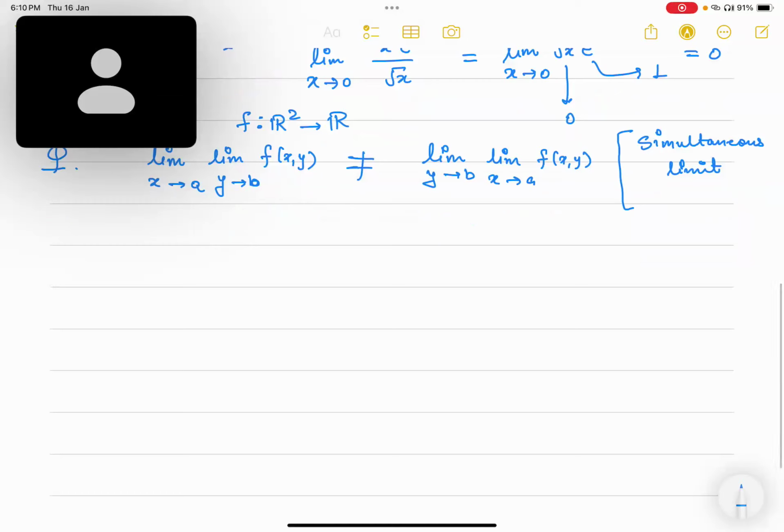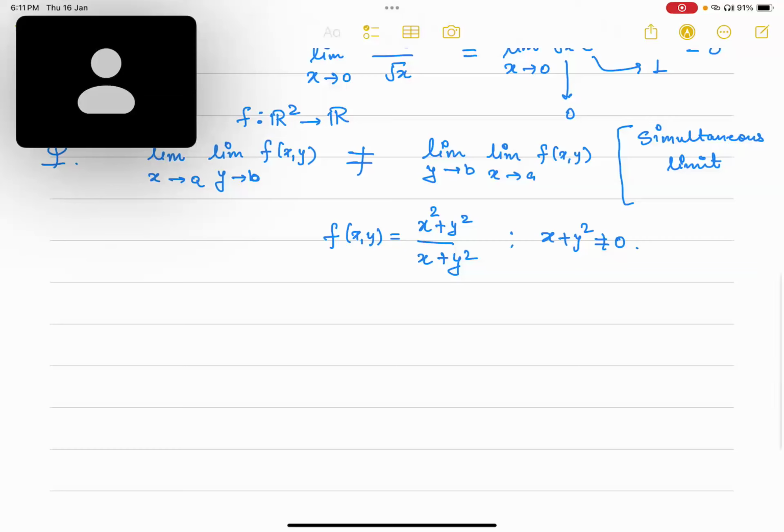I can give you an example. Take this function: f(x,y) = (x²y²)/(x²+y²), where the denominator is not equal to 0. Now calculate the first part: limit x tends to 0, limit y tends to 0 of f(x,y). What is this limit? What is the value of this part?